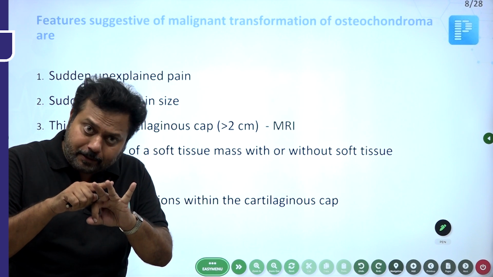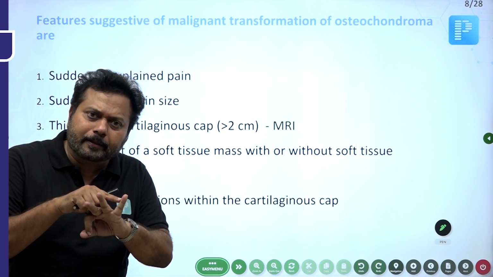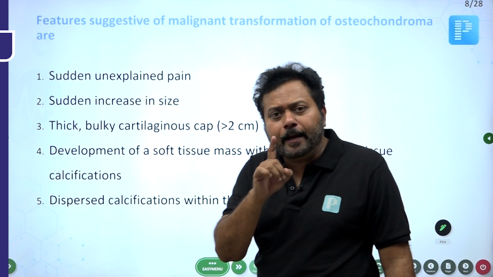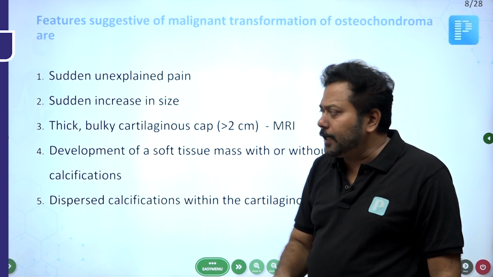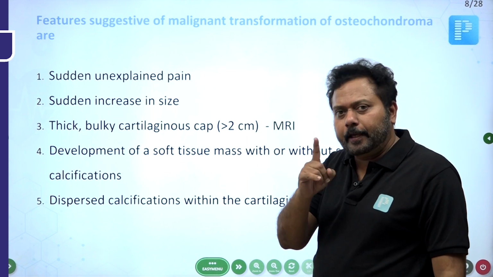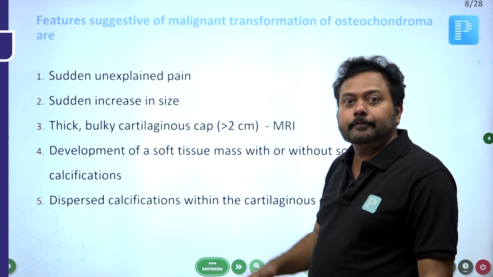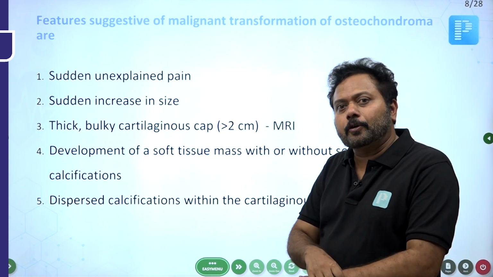Bursitis, adventitious bursitis. Number 3 and most important thing is malignant transformation. It's a rare possibility, but you should know. Pain should not happen in exostosis. Sudden, acute, unexplained pain: think of malignant transformation.